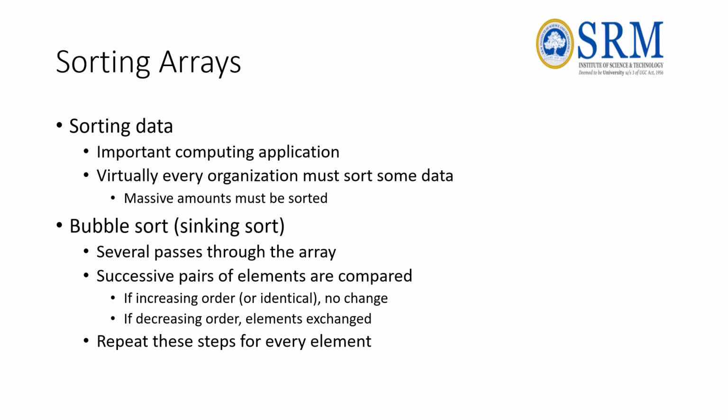Generally, sorting data is one of the most important computing applications in your array. It virtually organizes the data. Whenever you are using massive data sets, sorting the data plays a major role in your computer applications. Generally, we have many sorting methods. While sorting, bubble sort is one of the methods. Bubble sort is nothing but you are going to check each successive pair of elements, whether it is in increasing order or decreasing order.